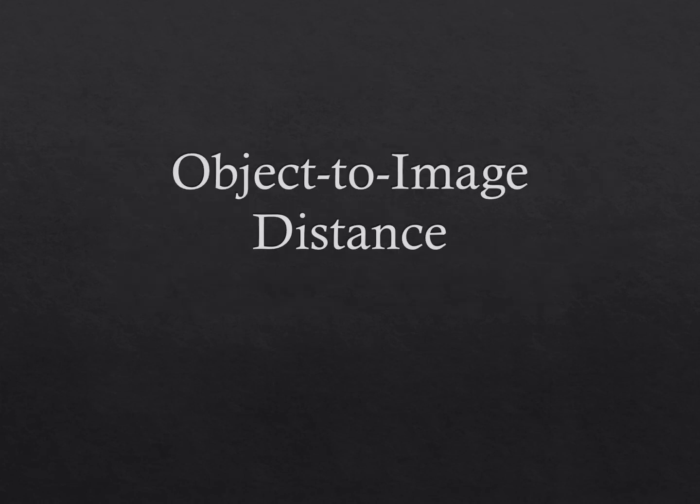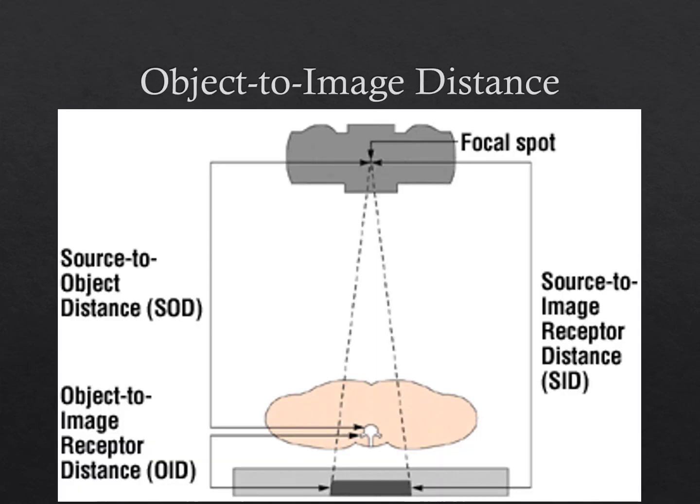So now let's turn our attention to the object to image distance. We've spent some time on the SID, so let's talk about the OID. So again, the OID is the object, so the body part, to the image receptor. So object to image receptor. This is a key distance because we want to have the least amount of object to image distance possible.